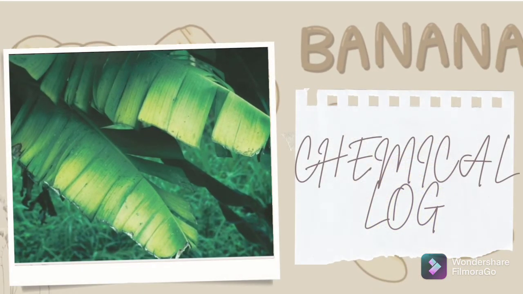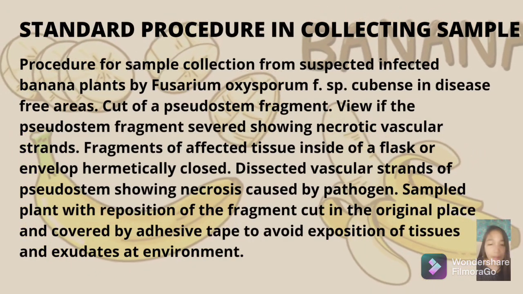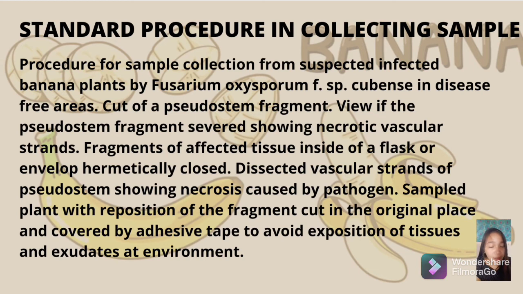Now, let's talk about the chemical lag of banana. Standard procedure in collecting samples. In disease-free areas, sample collection from banana plants suspected of being infected by Panama disease. A pseudostem piece has been cut. If the pseudostem fragment is severed, necrotic vascular threads should be visible.